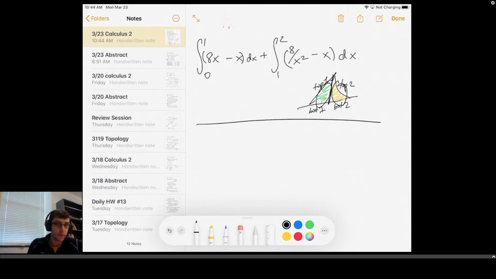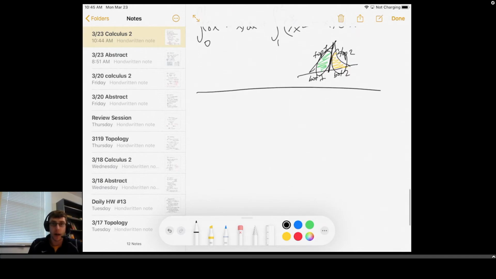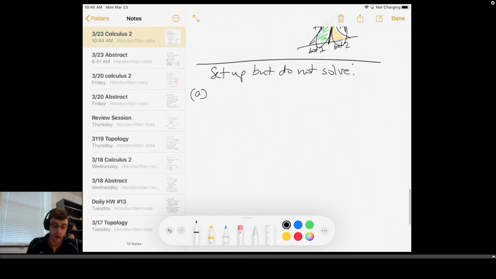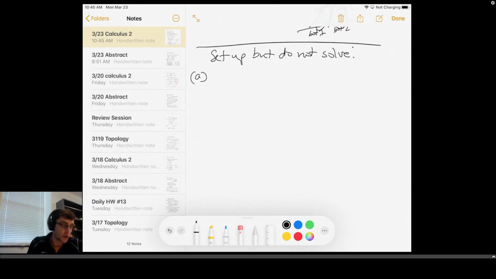Okay, cool. All right. So we're just going to do a few where we set it up but do not solve. And obviously, I encourage you to find the intersection points and draw a picture.